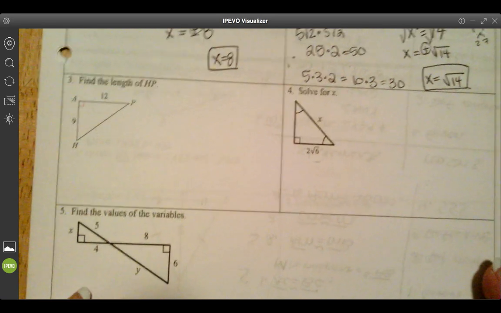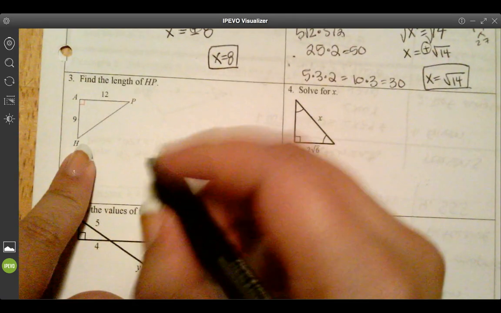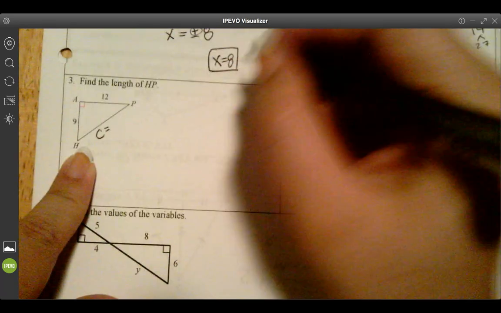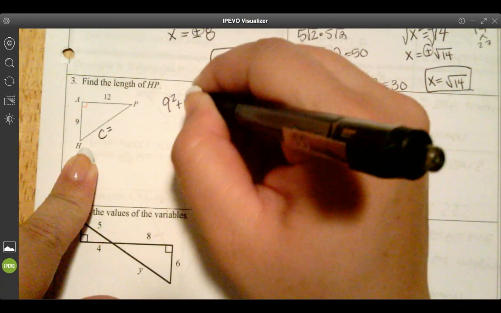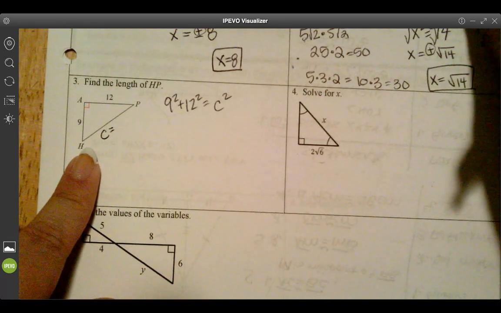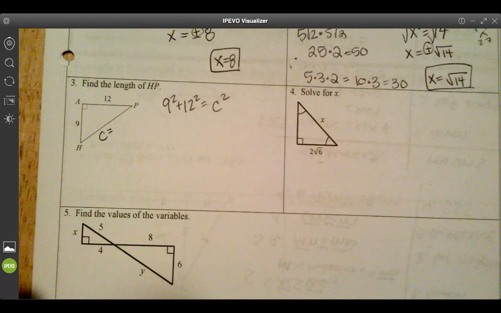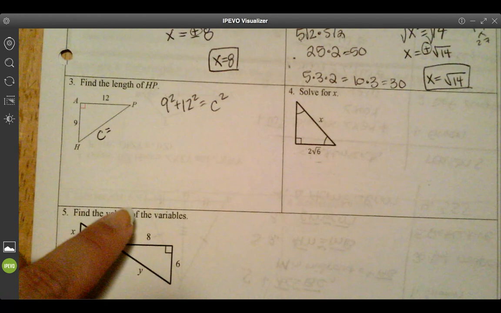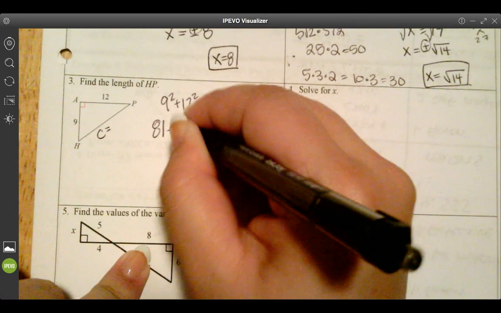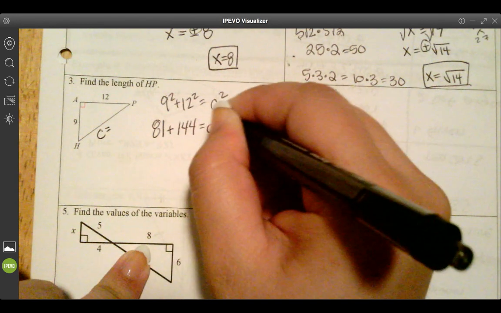On the next one, for number 3, find the length of HP. First, we label our hypotenuse. Hypotenuse here, we don't know it, so let's find C. 9 squared plus 12 squared equals C squared. Well, if you'll recognize, we actually just saw these numbers a moment ago with the Pythagorean triples, but let's do it computationally. So 9 squared is 81, 12 squared is 144 equals C squared.